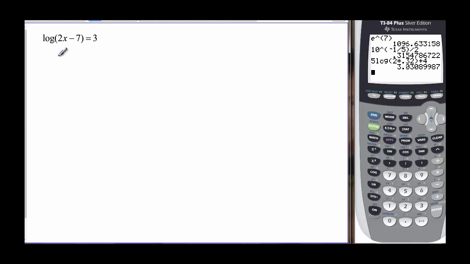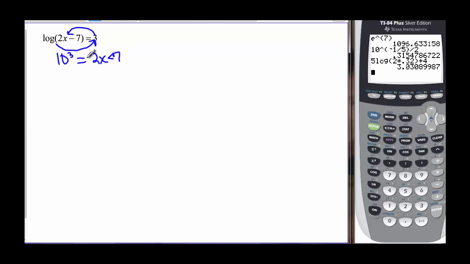Doing this problem, we're ready to just, it's got an involved argument here. What's inside the parentheses is rather involved. But remember, it's a log, so we have a base of 10. Hop across the pond. We have 10 cubed. Hop back across the pond to see what it's equal to, which is 2x minus 7.